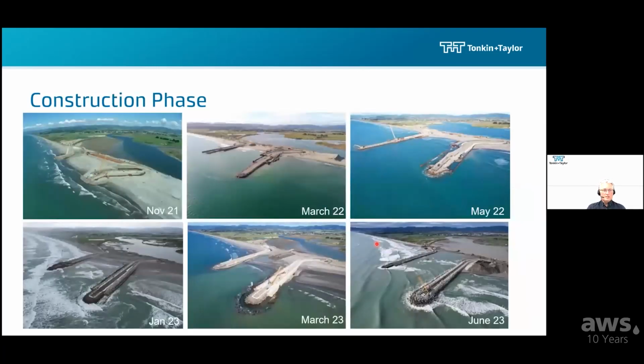So having consented the works, designed them, we were able to move into a construction phase, and you can see the sequence through here. Given we had an active river mouth, a river channel, which flowed out to the western side of these works, we had access from only one side to construct the two training walls.